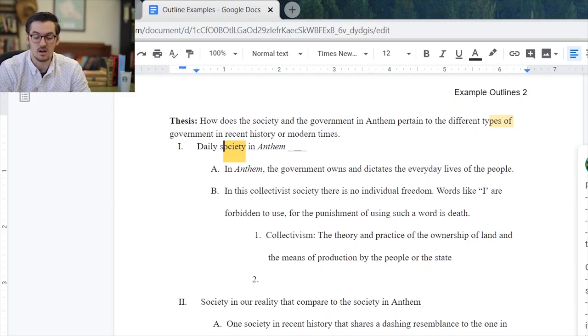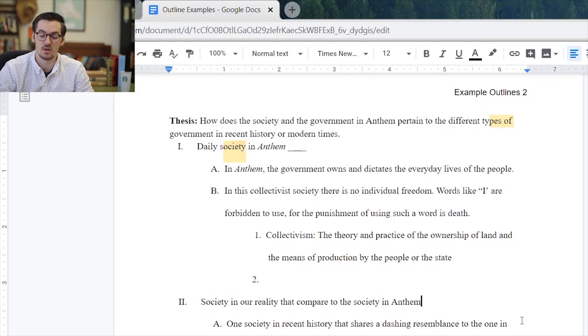And then some cons. The main points are not complete sentences: daily, society, and Anthem. Society and our reality that compare to the society in Anthem. Those need to be full sentences too. And then the sentences are missing some punctuation. And finally, that third tier needs to have a second third tier or be removed from the outline that you turn in.